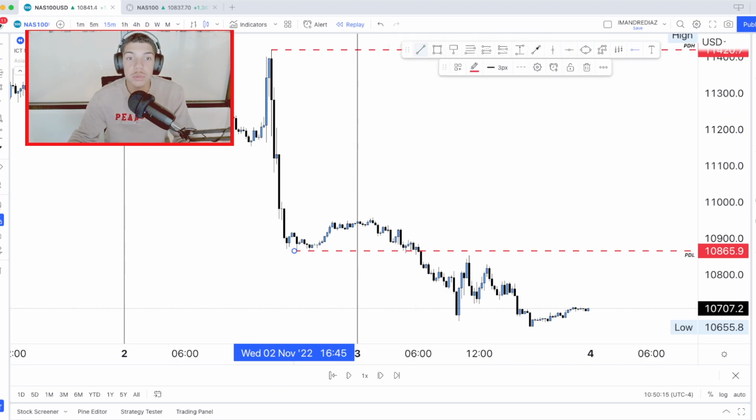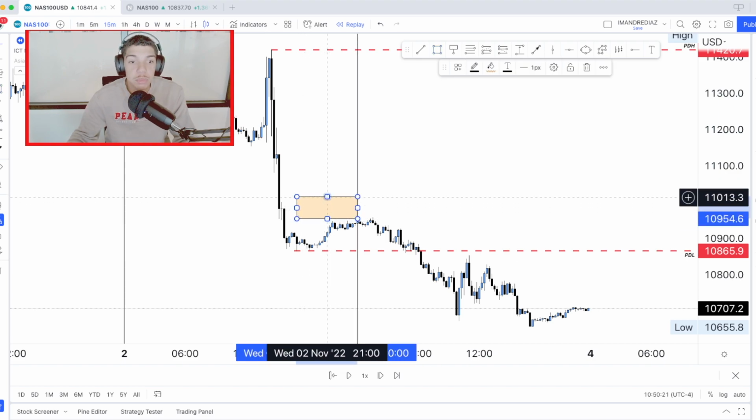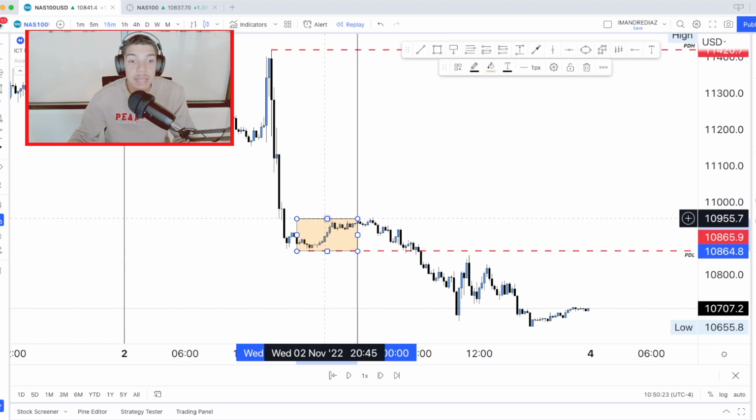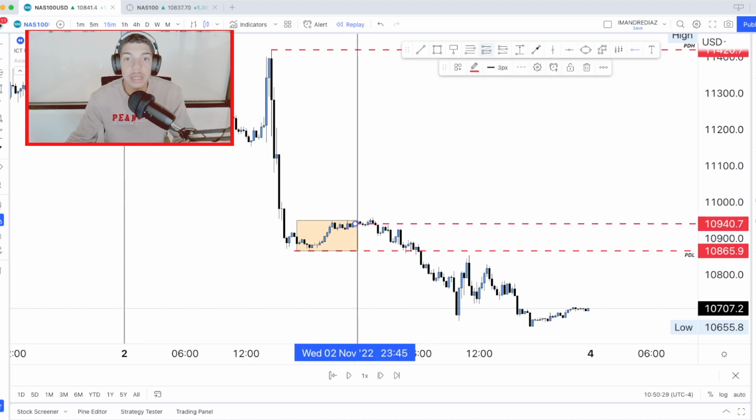I mark up the same areas because I'm looking for these areas that have specific reactions. I don't mark these areas up for no reason. I mark these areas up because I want to see how price reacts at these areas of interest. So now that I got that, boom, get the 12 a.m. open, and now we're back to the same thing.